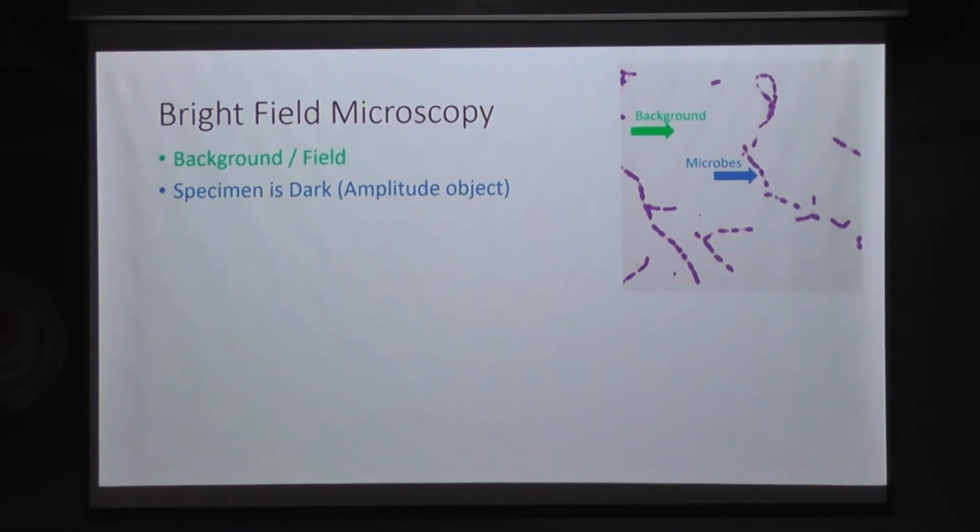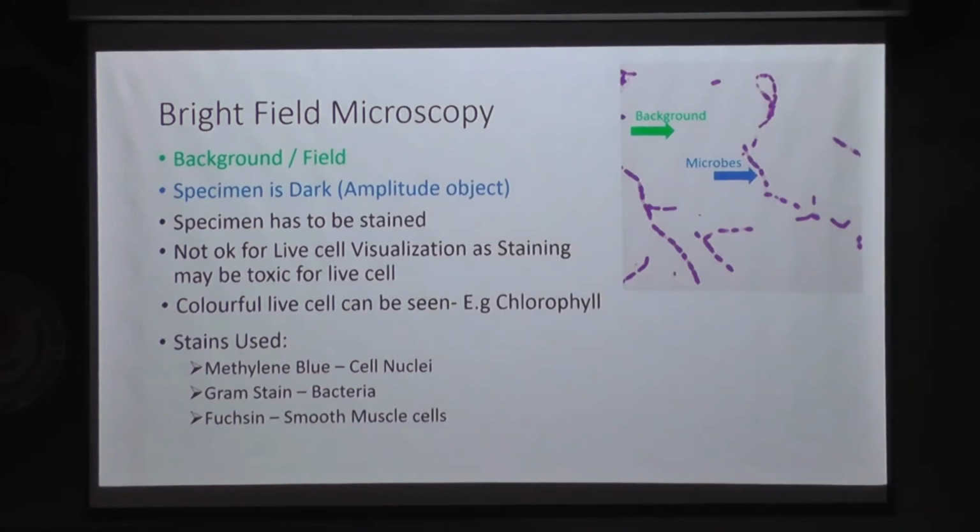An amplitude object is something which creates a change in the amplitude. The specimen is dark. The amplitude itself is changed with the help of these objects, and that is why they are called amplitude objects. They change the amplification.